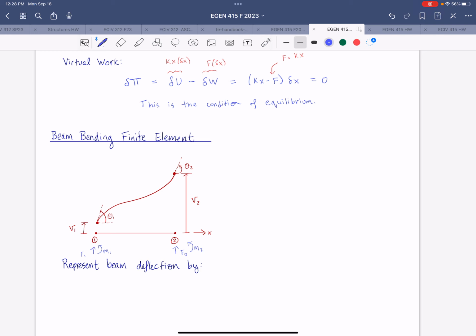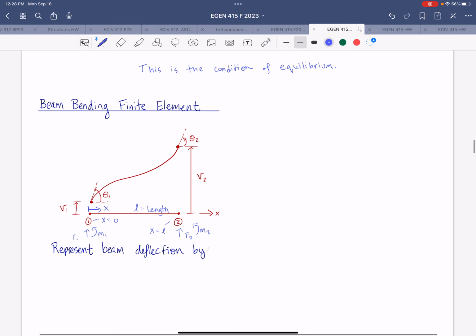And the other thing I'd like to note is that x is measured along the length of the element and will always be 0 for beams at the left end. So x equals 0 at node 1 and x equals L at node 2, where the total length of the element is L. And I'll reiterate the goal.